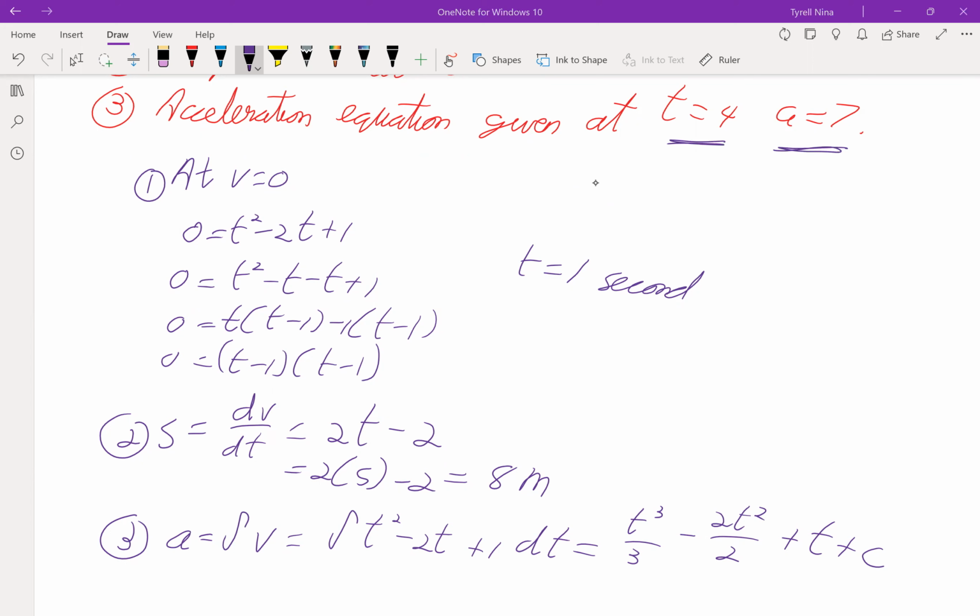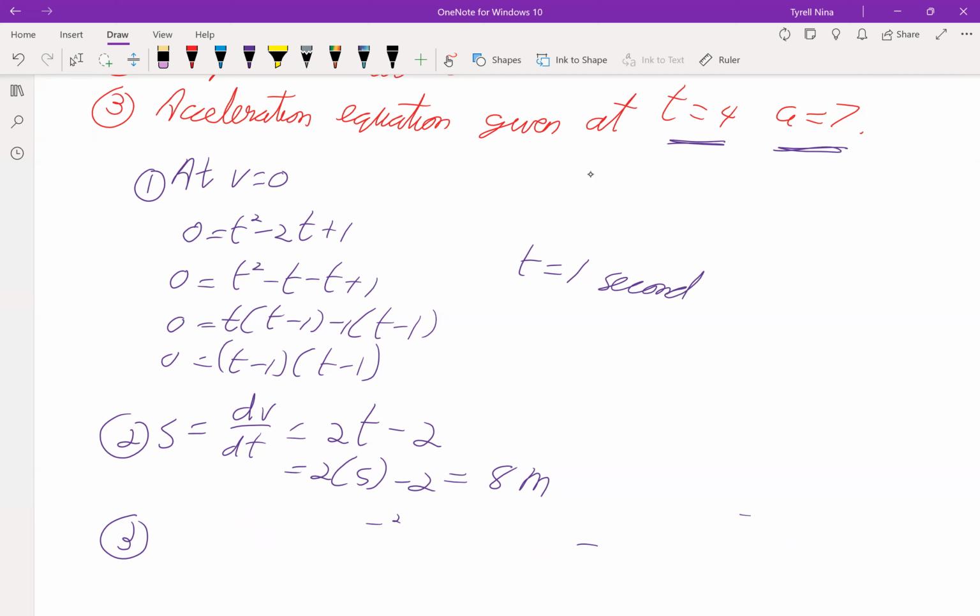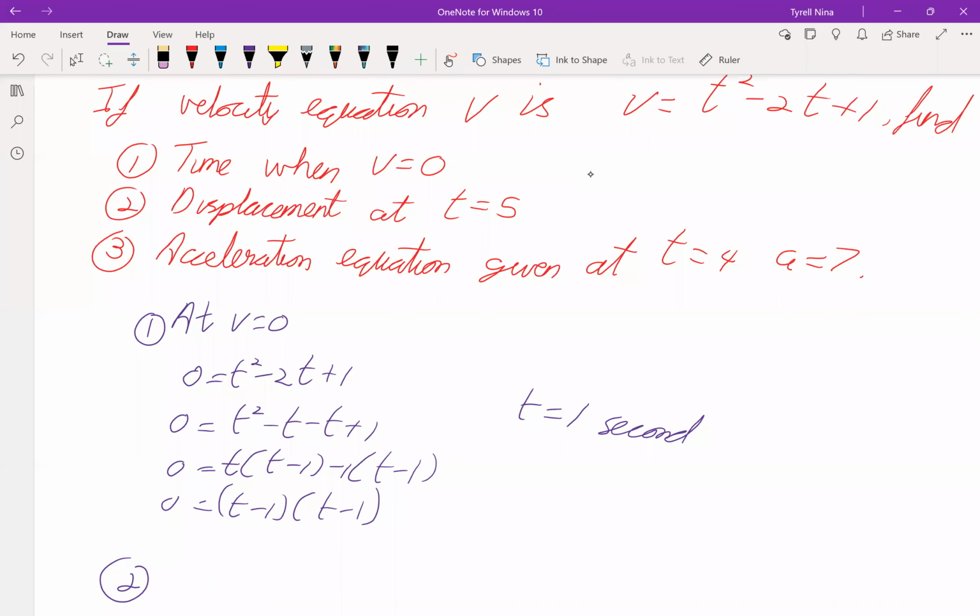Oh, I did it in reverse, didn't I? Yes, the acceleration would be the derivative of the velocity, and then you'd integrate for the displacement. Yeah, right. Okay. Sorry about that, guys. So let's just change the questions. So this is at t equals 5. Let's say if at t equals 5, s equals 12. All right, sorry about that.